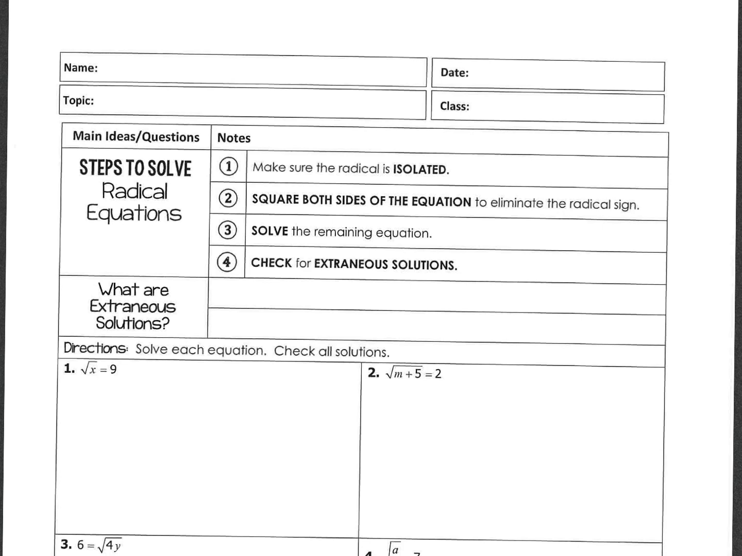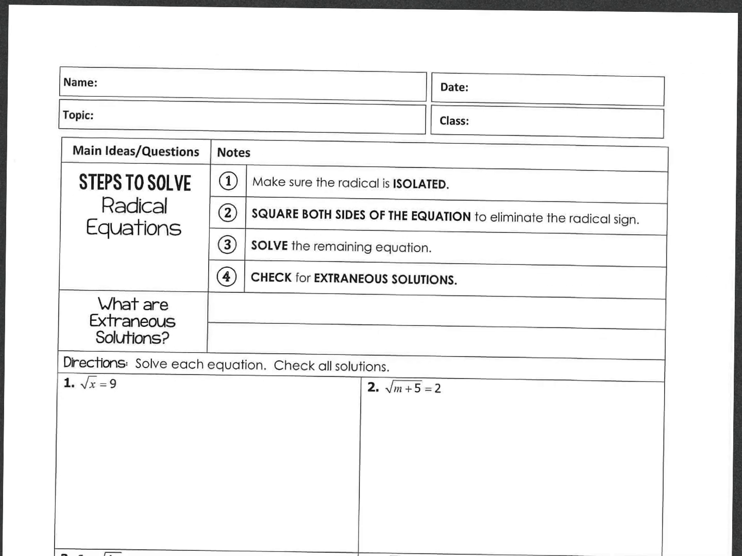So, steps to solve a radical equation. You're going to make sure that the radical is isolated. Square root both sides of the equation to eliminate the radical sign. We're going to solve the remaining equation, and then we're going to check for extraneous solutions, which means solutions that do not work in the original equation.